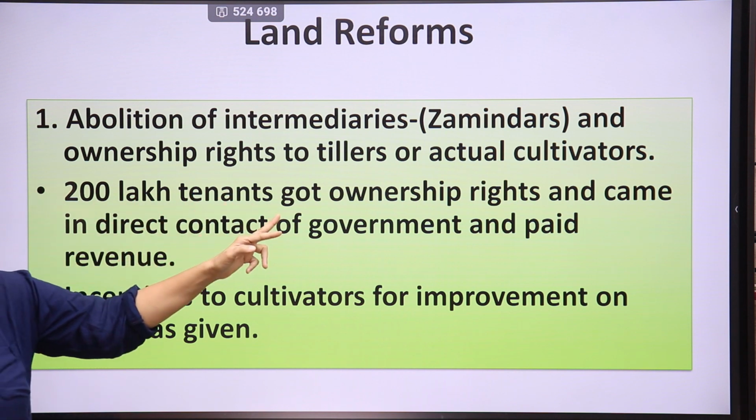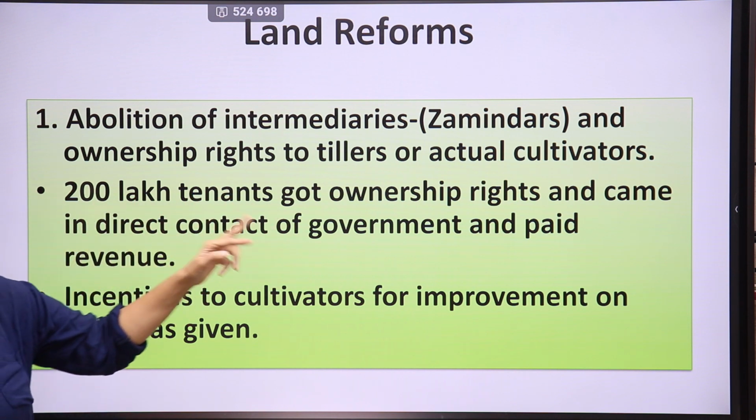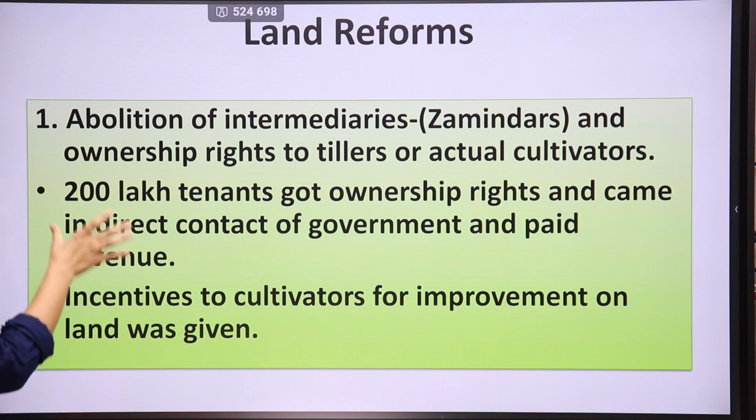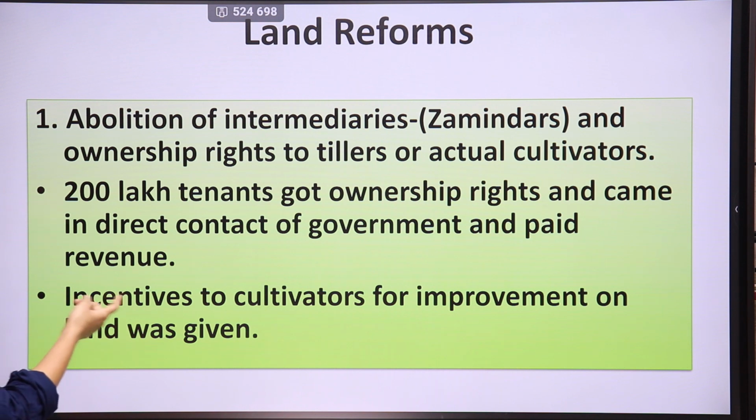200 lakh tenants got ownership rights and came in direct contact with the government and paid revenue. So after endowment of those rights on these tillers, they became real owners, and they started paying revenue to the Indian government and not to the zamindars. Britishers left India in 1947, you know that. Then incentives were given to cultivators for improvement on land. So cultivators or farmers who did investment on their land and improved the quality of production and land were incentivized by the government. They were given special rewards and incentives.